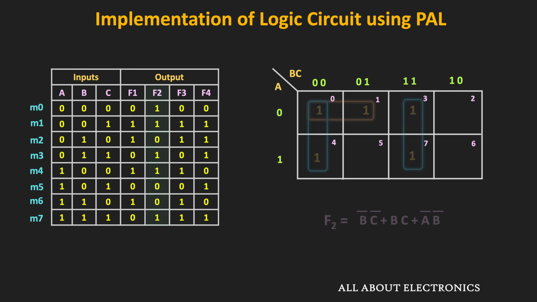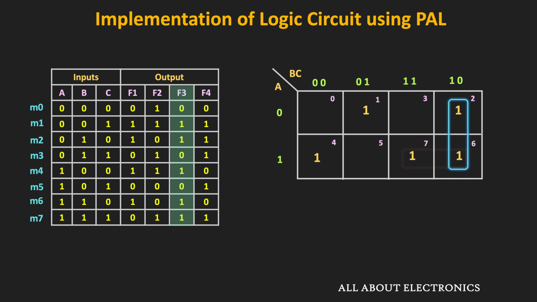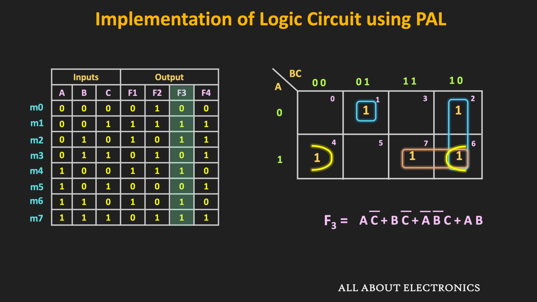So similarly, if you see the function F3, then once again, it is equal to 1 for the 5 different minterms. So once again, let us represent these 5 minterms in the K map. So here, by making these 4 groups, it is possible to cover all the minterms. And corresponding to these 4 groups, this is the minimized expression for this output F3.